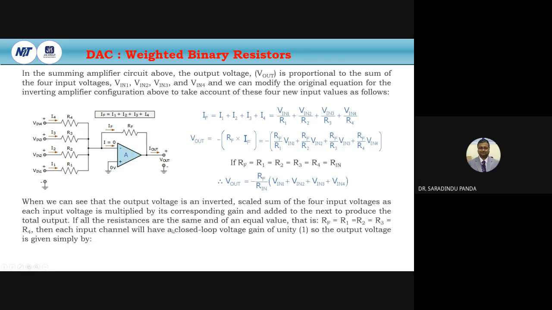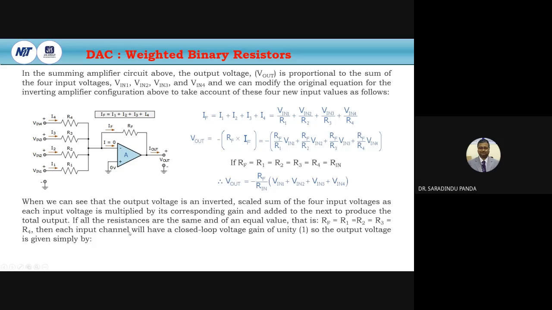Okay. So now we can see that the output voltage is inverted and scaled, meaning RF by R1 is a fraction. If RF is equal to R1, then it will be 1. Otherwise there will be some fraction, so it will be scaled down. So the scaled sum of the 4 input voltages, as each input voltage is multiplied by its corresponding gain, and added together to produce the total output.